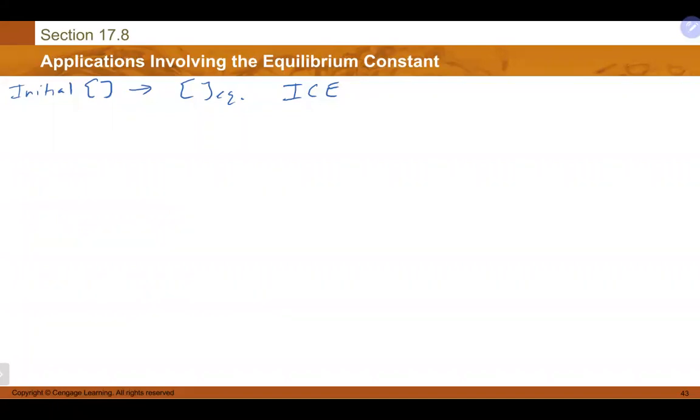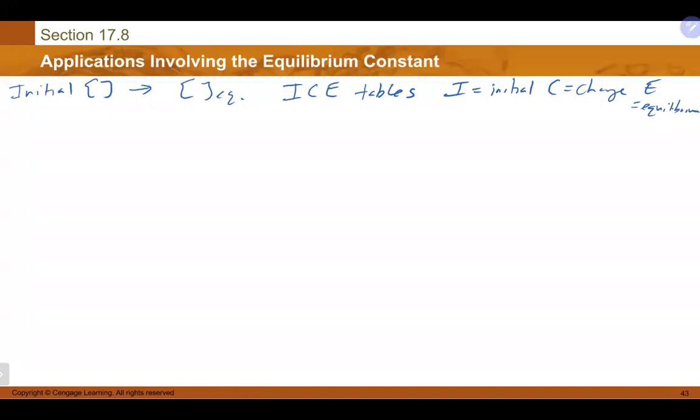I don't know why they do it in this class, but this is what is sometimes referred to as ICE tables. You might see it in 1A if somebody teaches you limiting reagents with ICE tables, but probably they won't. So you'll see this a lot in 1B. What ICE stands for is: I stands for initial concentrations, C is the change, and E stands for what everybody's concentration is at equilibrium, basically.